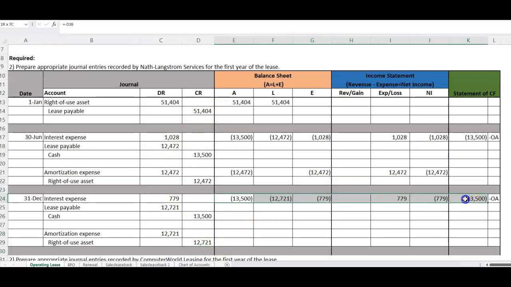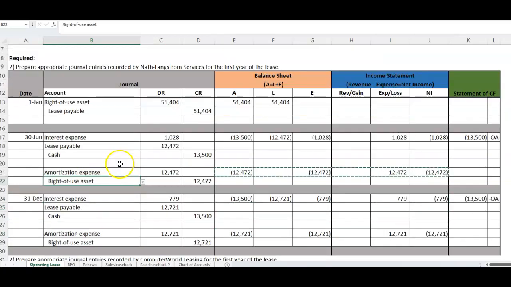But we do not do straight line. We do it exactly the same as we do the lease payable. So we don't want to do straight line amortization. Okay? All right. That is the lessee side.